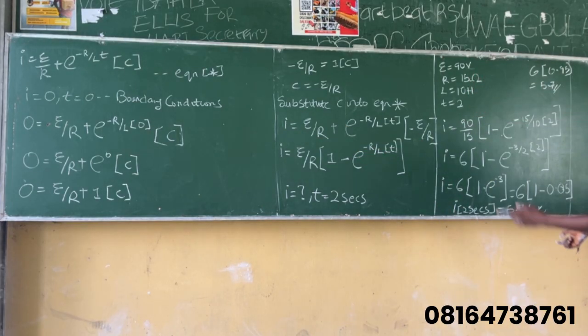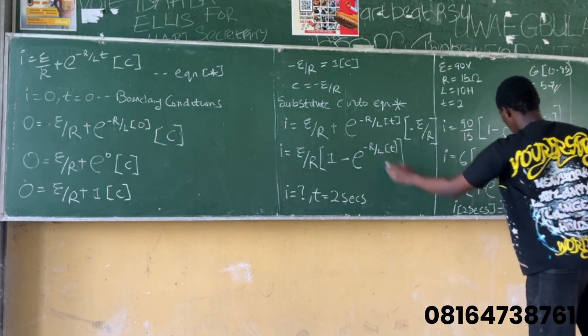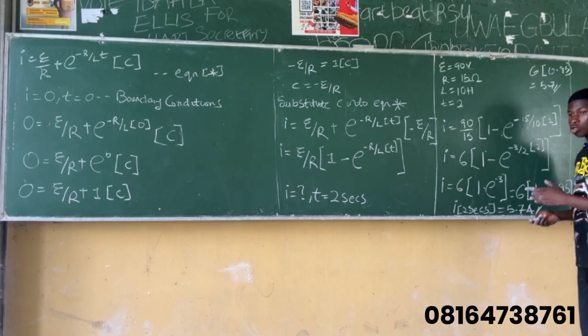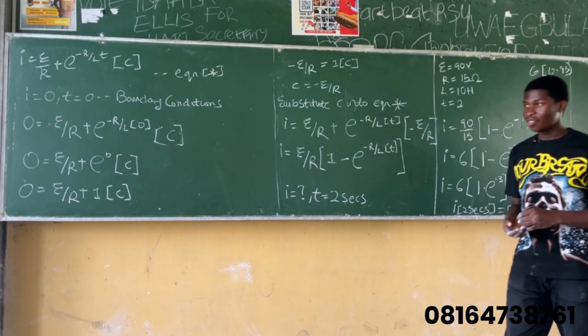So now we have gotten our modeled equation, which is this. We have also gotten the current at t equals 2 seconds, which is 5.7 amps. So that brings us to the conclusion of this video.